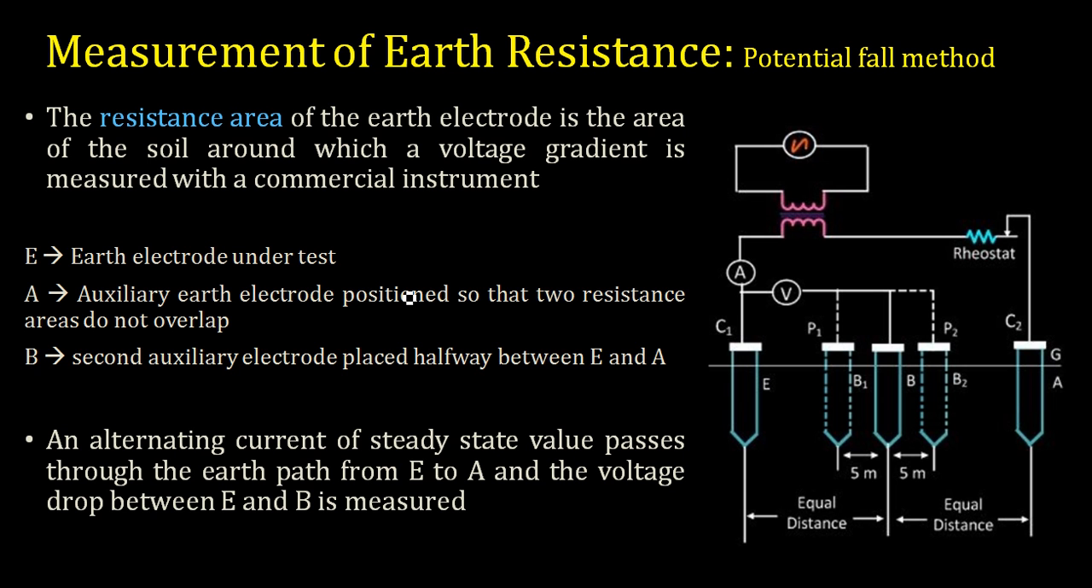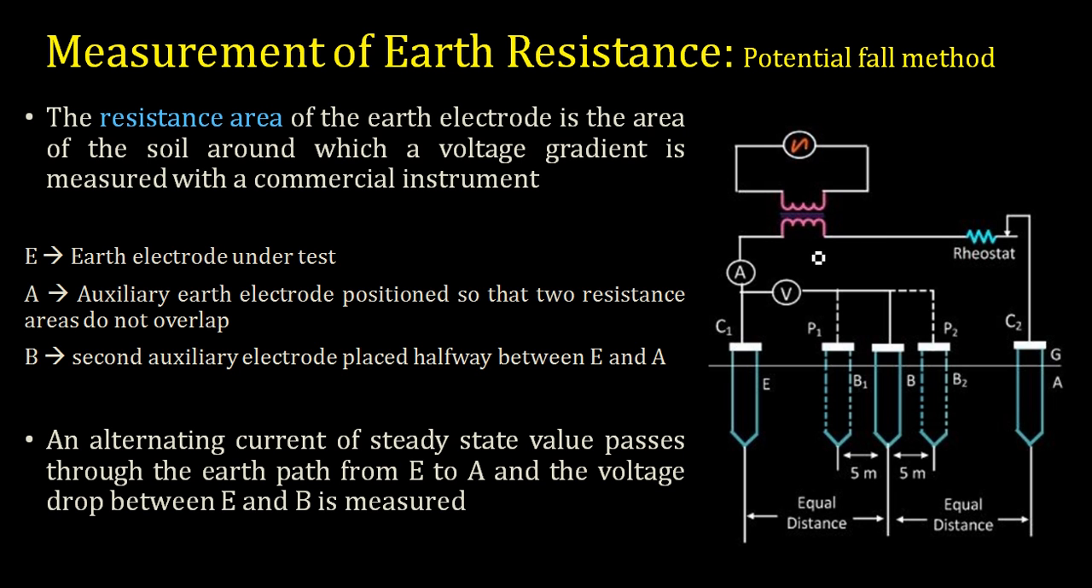Now we make use of a method known as the potential fall method. In this method, the resistance area, as we have already defined, is the area around the earth electrode where the voltage gradient, or the change in voltage, is measured. Once you measure the voltage across two points, the voltage will vary with respect to distance from one of the electrodes. That region is the resistance area or potential area. In this method, there is a reduction in potential, a change in potential, from one point to another.